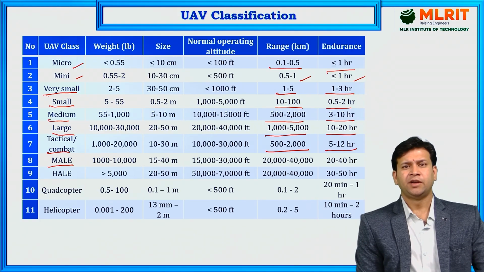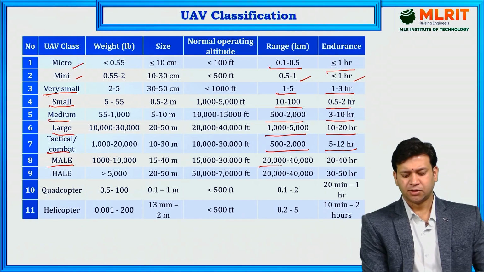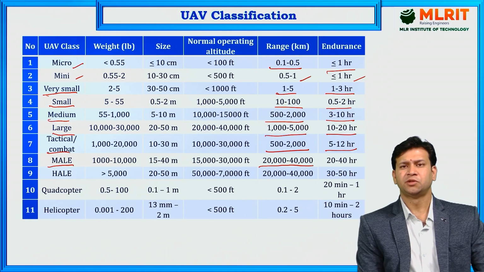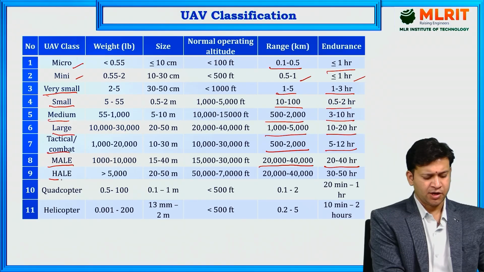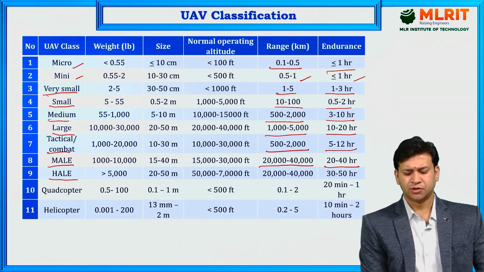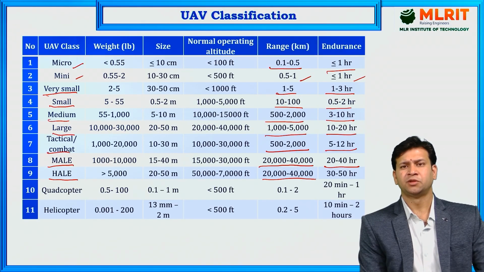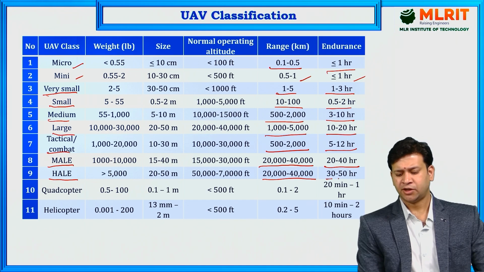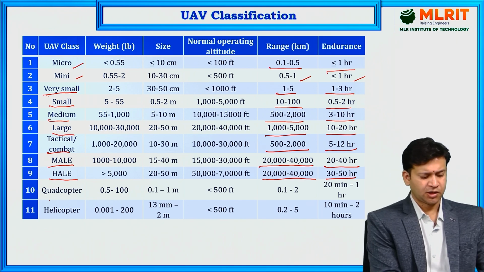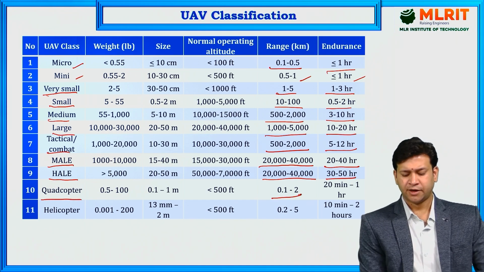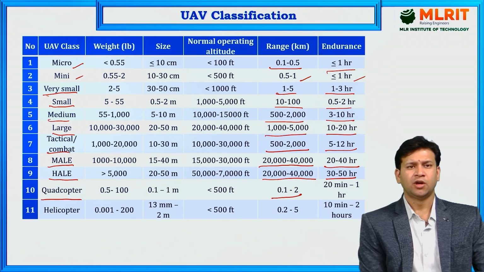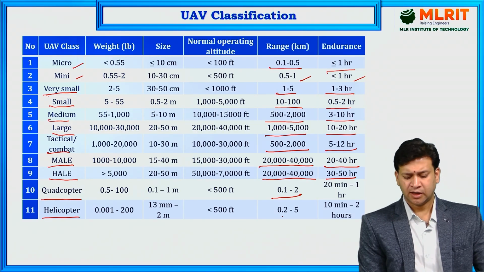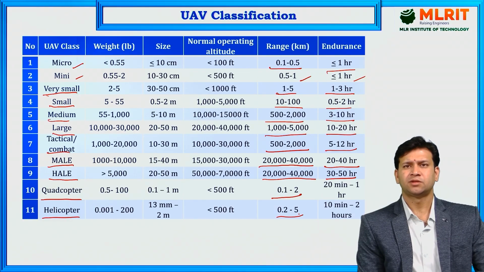MALE unmanned air vehicles will have a range between 20,000 to 40,000 kilometers with an endurance period of 20 to 40 hours. HALE unmanned air vehicles will have a range of 20,000 to 40,000 kilometers with an endurance period of 30 to 50 hours. Quadcopters will have a range of 0.1 to 2 kilometers with an endurance period of 20 minutes to 1 hour. Helicopters will have a range of 0.2 to 5 kilometers with an endurance period of 10 minutes to 2 hours.